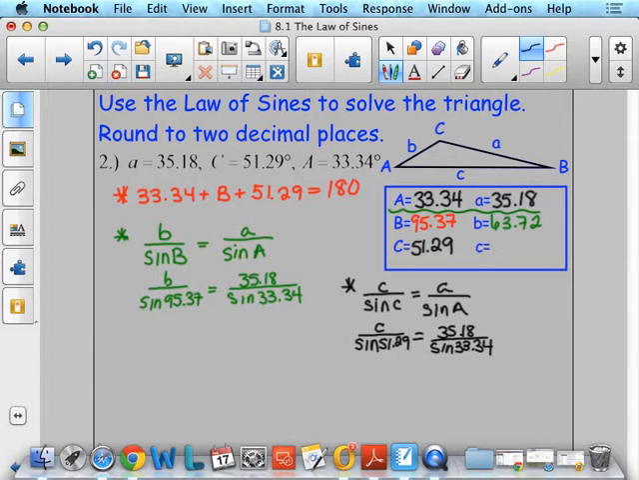Okay, cross multiply, you should get 49.95. If you went ahead and just plugged in sine of 51.29, you probably got a little bit of a different decimal, so just make sure you're close to the decimal that I got.